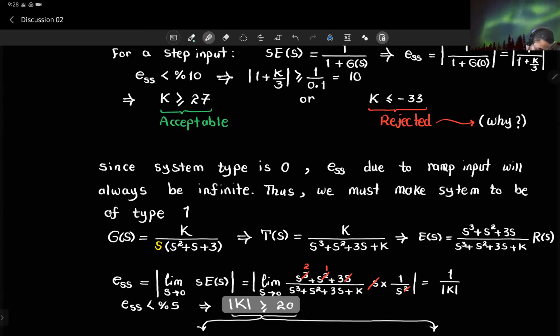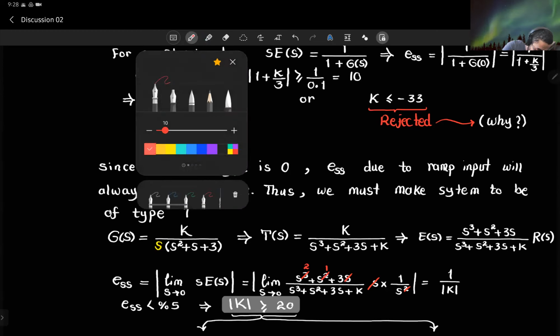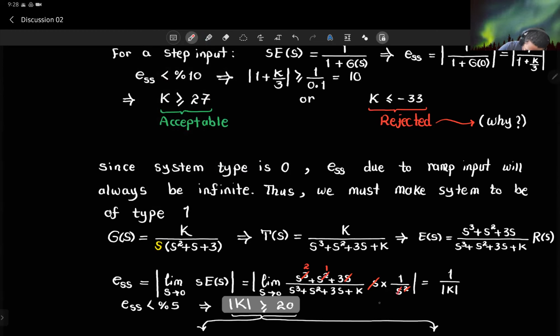So let me do this. So this cancels out. And you end up with a finite value for the error, which is just going to be equal to, when you put 0, so this is actually 3, right? Yeah, this is 3. I need to correct these notes.